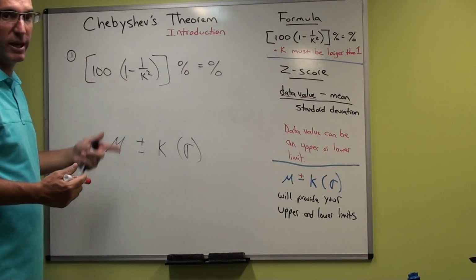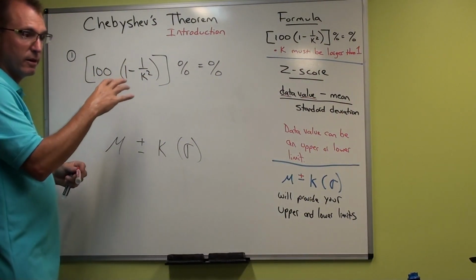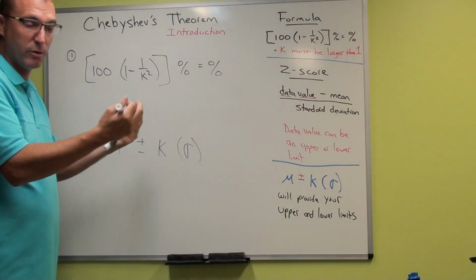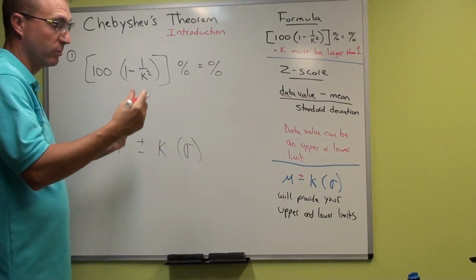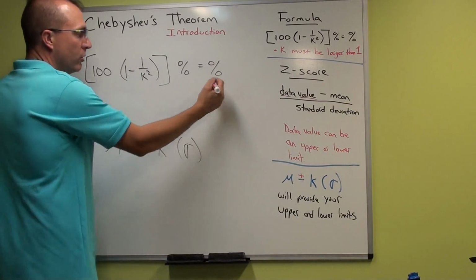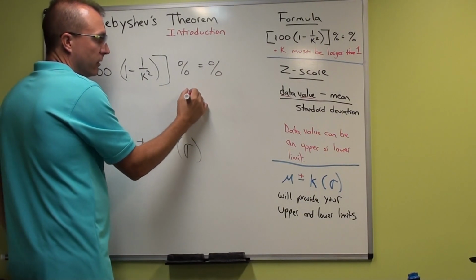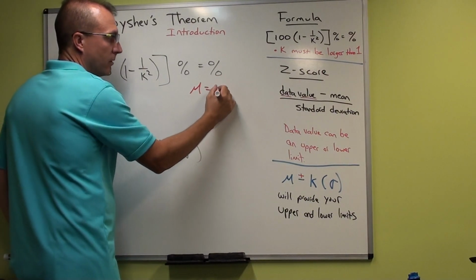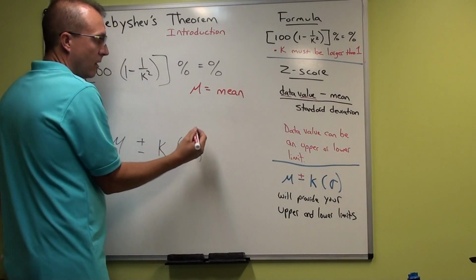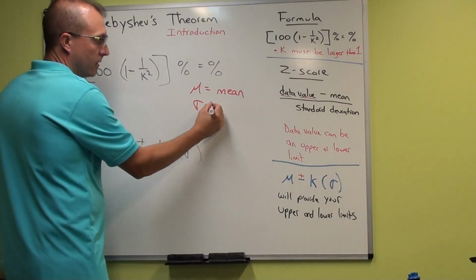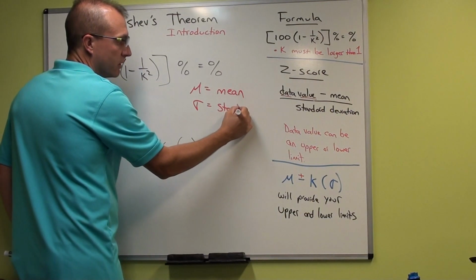So, what is k? Well, when you get the information, whether you calculate it or they give it to you, you have to be given or create the mean. You also have to get the standard deviation.